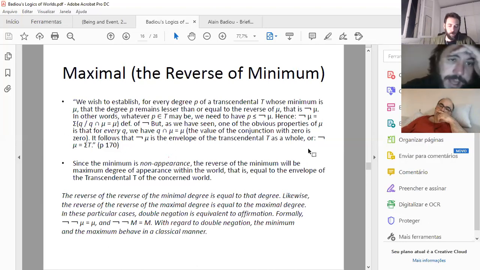But I have a question. I mean, the envelope of T shouldn't be bigger than T, right? Because T is the upper bound. So the envelope of T, the maximum, should be equal to T, not bigger than. I mean, the envelope will be equal to M. Right. So the upper bound of 0 to 10 will be 10.